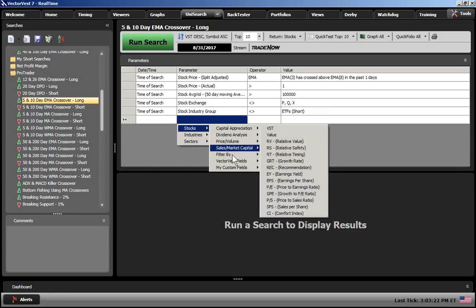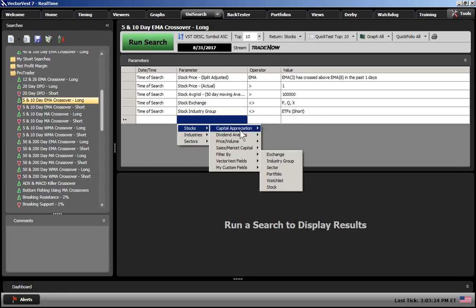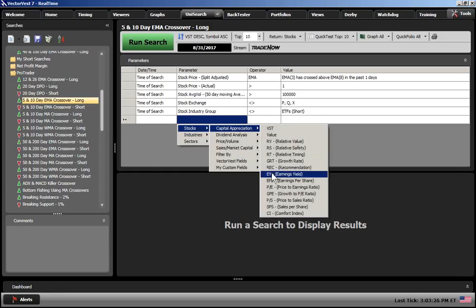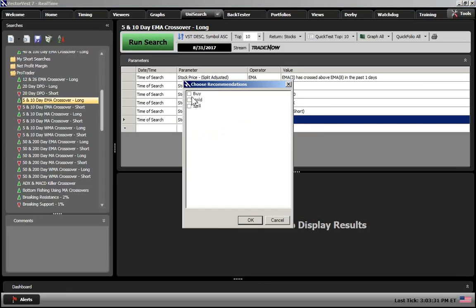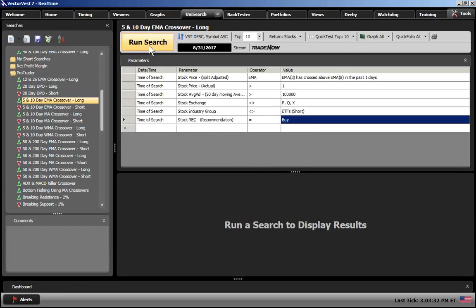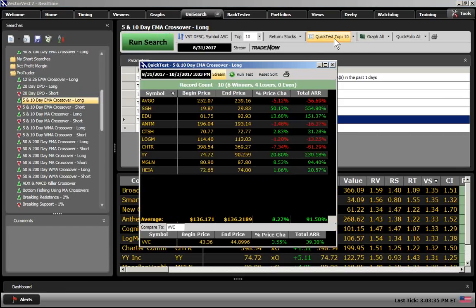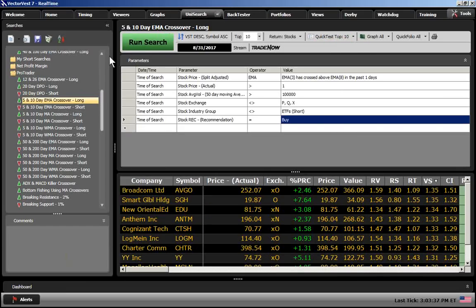Stocks. What am I looking for? Here we go. Recommendation equal buy. Actually, let's do this real quick. I'll do that quick test. It actually worked out. Let's do it this way.